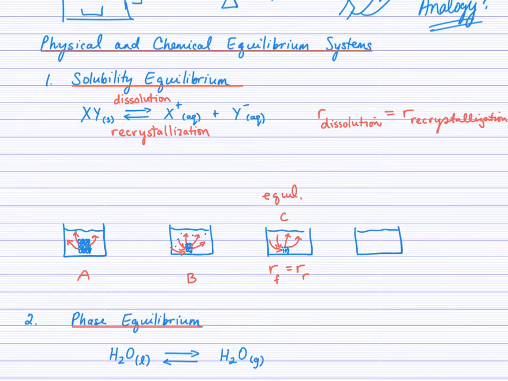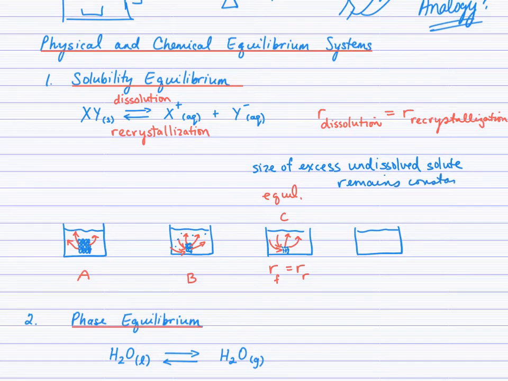Now, what is the observable macroscopic property remaining constant? Hopefully you're thinking the size of the excess undissolved solute. You'll notice it was getting smaller and smaller from A to B to C, but now at C, when the rate's the same, if two ions dissolve and two ions recrystallize, then the size of that excess undissolved solute remains constant.